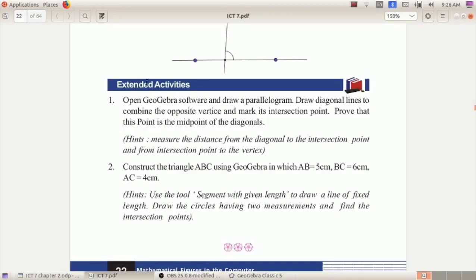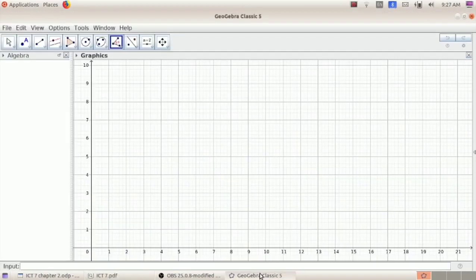Now in extended activities section also two questions are given. The first question is open GeoGebra software and draw a parallelogram. Then draw diagonal lines to combine the opposite vertices. Mark the intersection points. Prove that this point is the midpoint of the diagonals. So we have to draw a parallelogram.